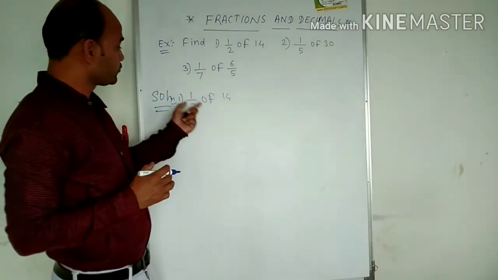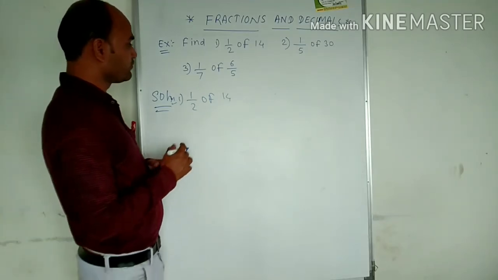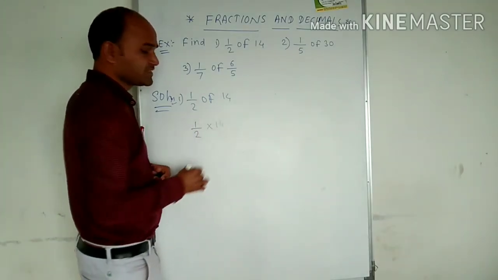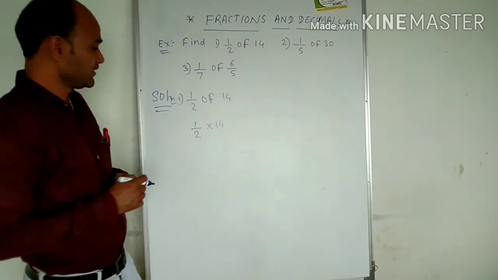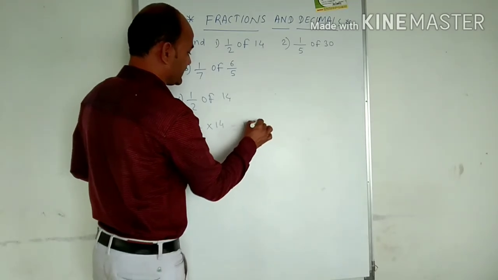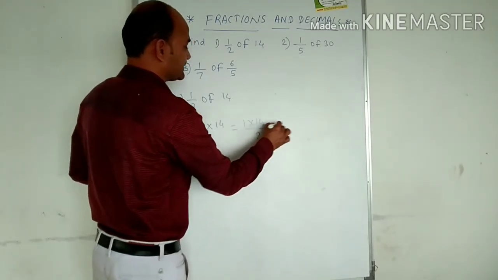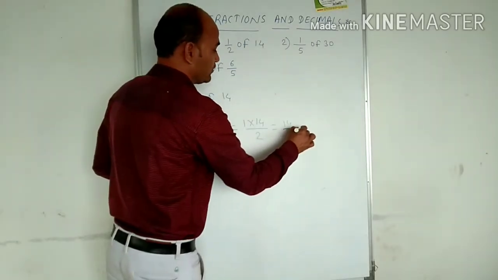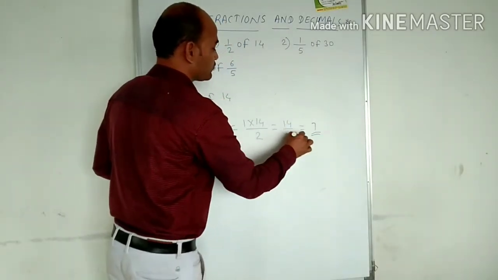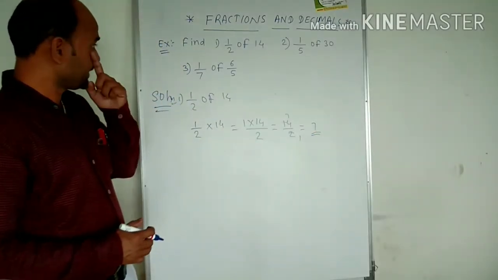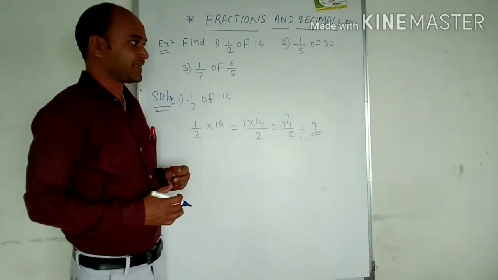1 upon 2 of: we can take that of is nothing but multiplication. So we put 1 into 14 divided by 2. 14 ones are 14 divided by 2 becomes 7, which is the answer. 2 ones are 2, 2 7s are 14, so 7 is the answer. In this way, of becomes multiplication.